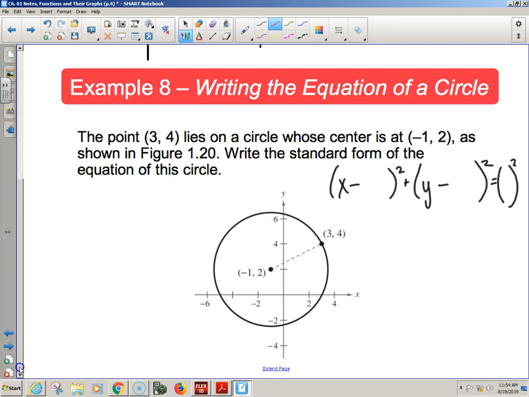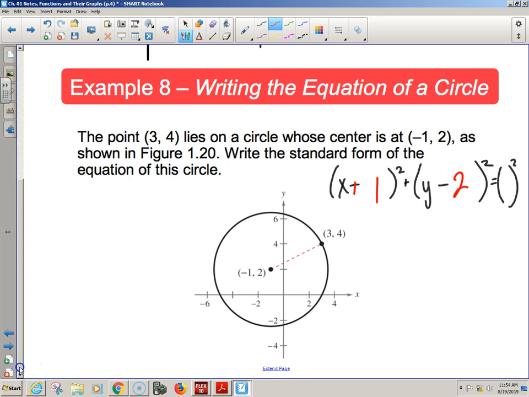Okay, so if I plug in the point (-1, 2), how will my equation look? (x + 1) quantity squared, plus 1 because it's minus a negative 1. We good? Plus (y - 2) quantity squared equals the radius, which we don't have.